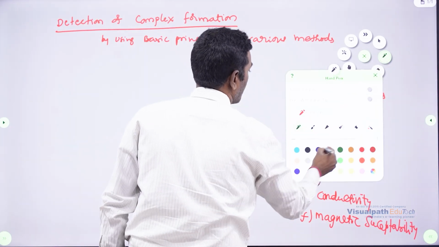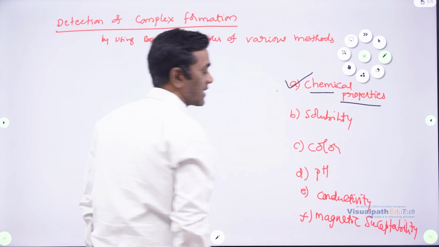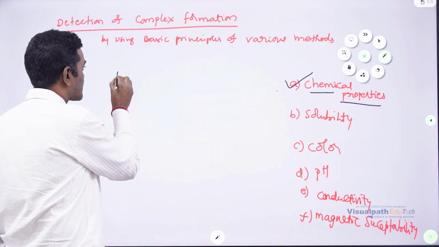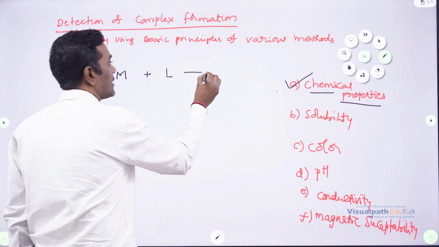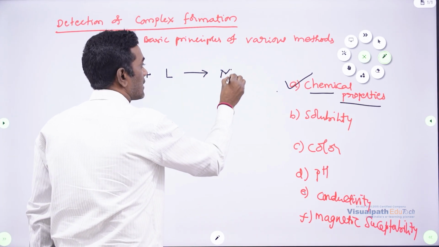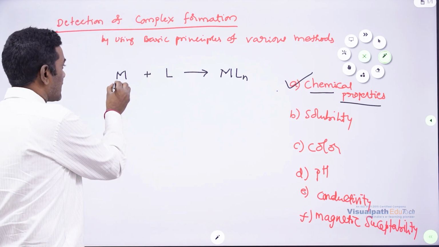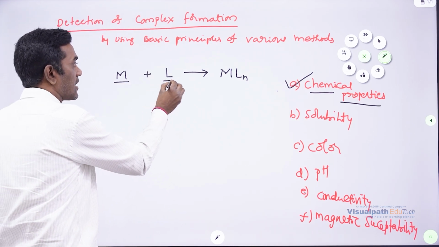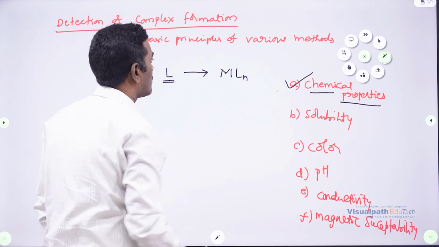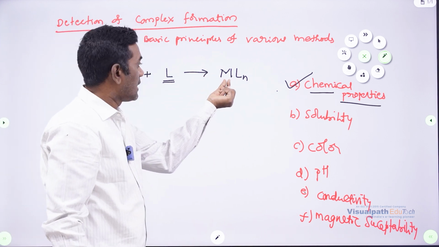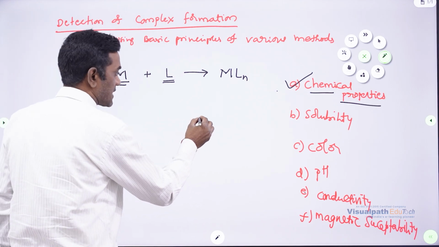If you are looking into the chemical property, for example, if you are considering a metal and it is going to combine with a ligand, it is going to form a complex. If you are considering metal combining with ligand, it is going to form a metal ligand complex, right? I am going to show you a complex.